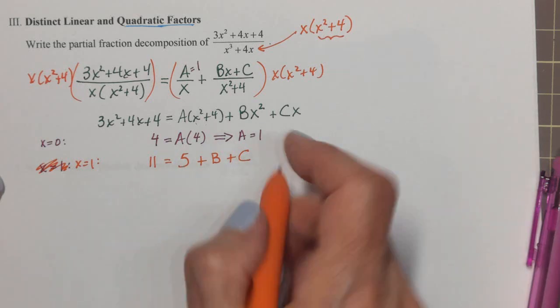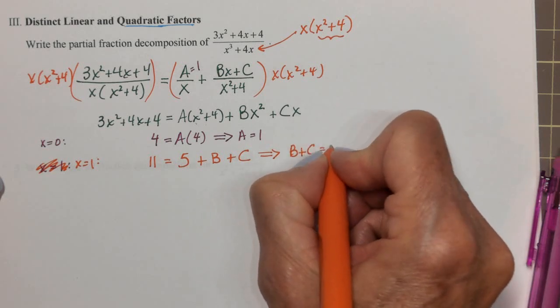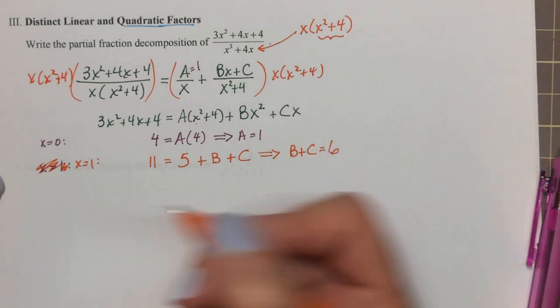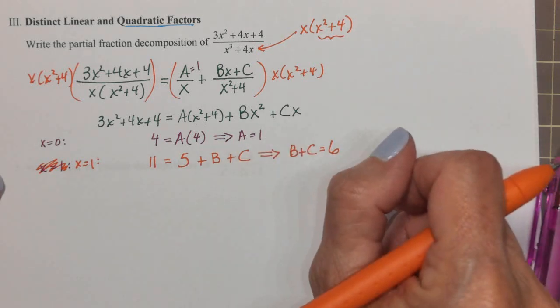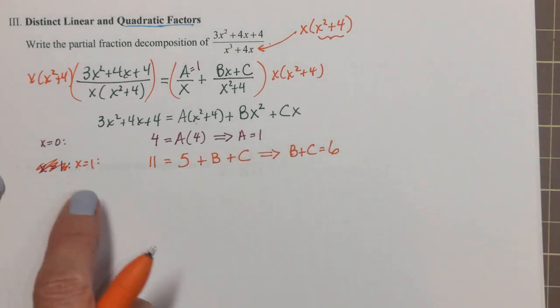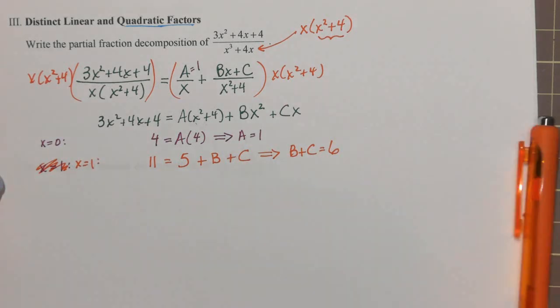I can move the 5 over. I know that b plus c must be 6. But b and c, right now, could be tons of things. We need to go get another equation, right? So let's get the equation.